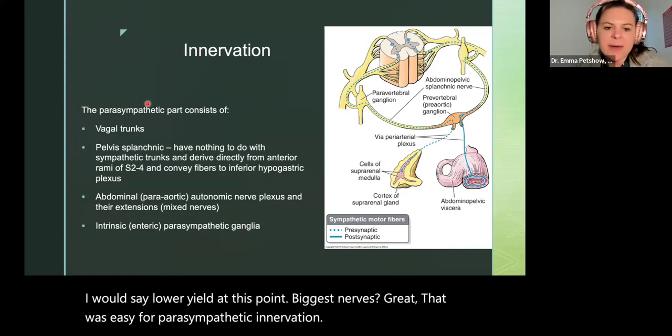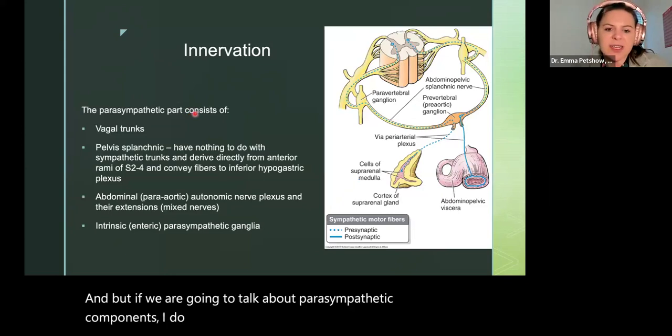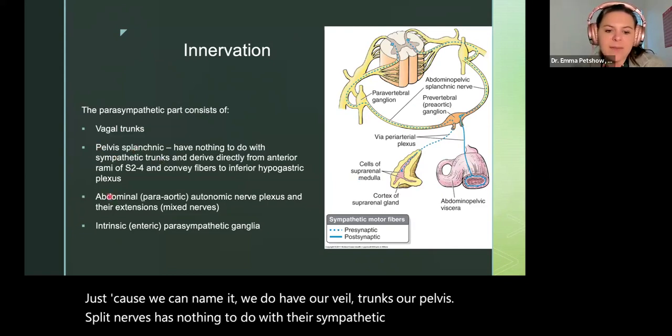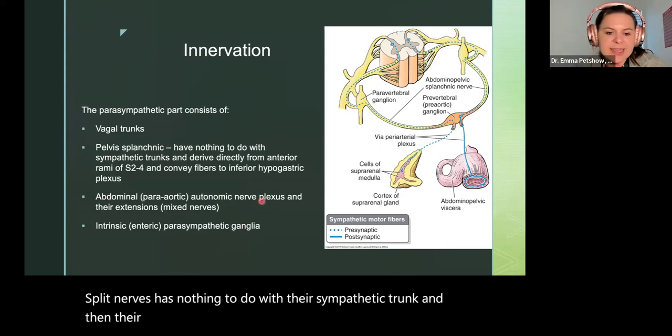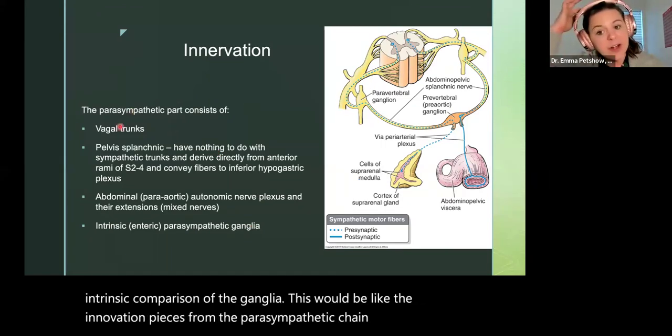But if we are going to talk about parasympathetic components, I do think this one's more important than sympathetic just because we can name it. We do have our vagal trunks. Our pelvic splanchnic nerves have nothing to do with our sympathetic trunk. And then our abdominal autonomic nerve plexus, and then the intrinsic parasympathetic ganglia. These would be the innervation pieces from the parasympathetic chain, vagus being the biggest, obviously, innervator of our gut.